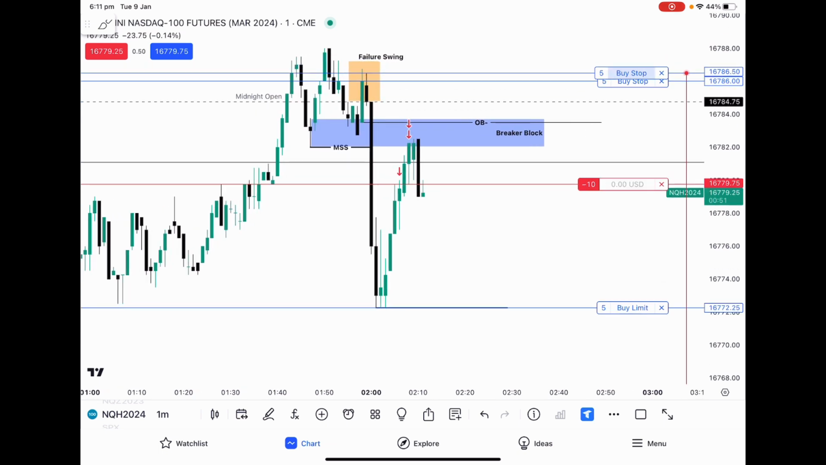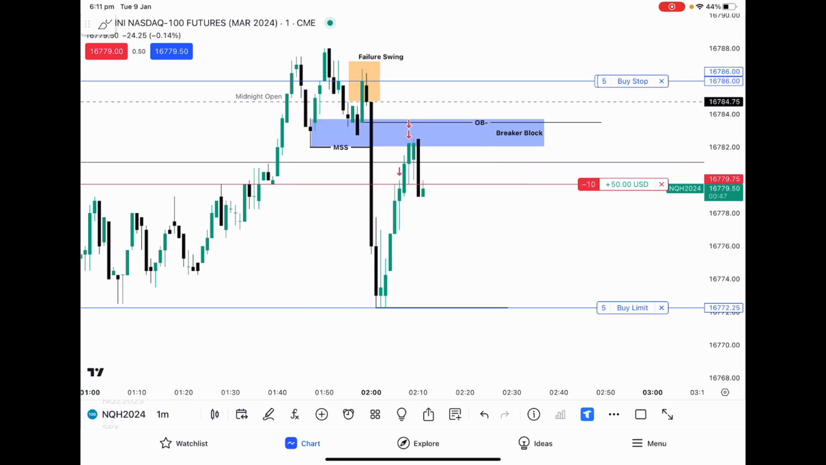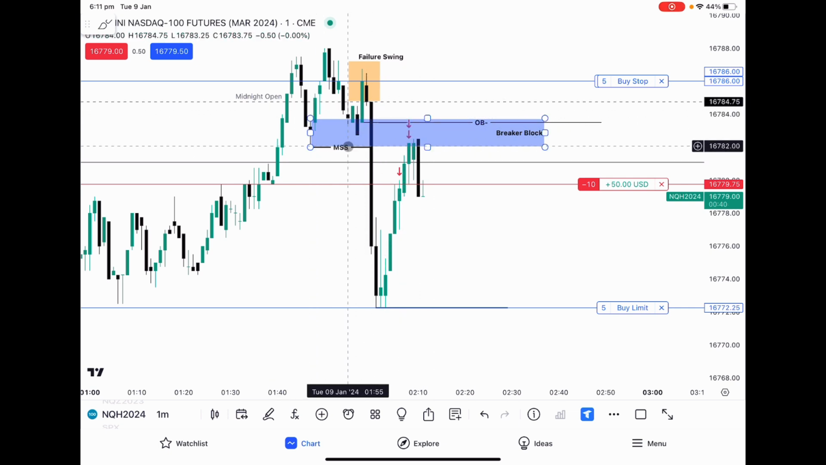This stop's going to be moved now at the same position. That breaker block, if you have a look at it, we just tapped into the wick. Right? It is permissible for the price to come higher. Don't get me wrong. It can come higher, but what I'd like to see now is a move a bit lower.